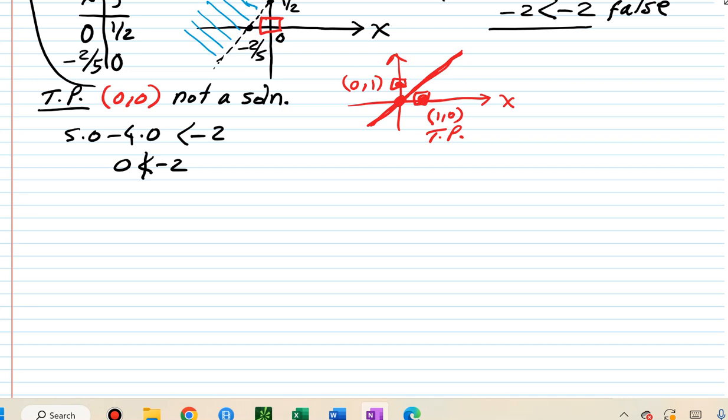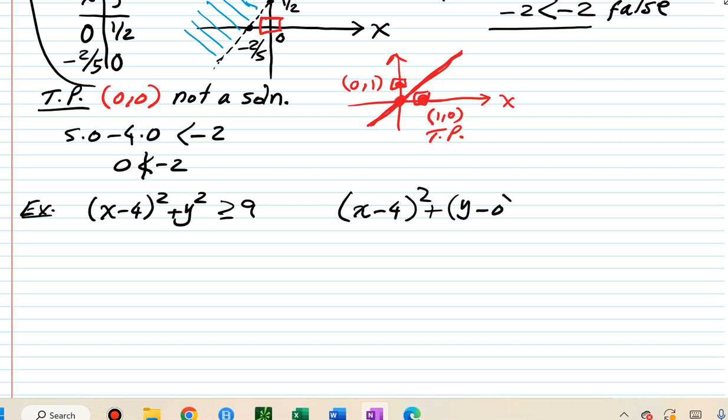Okay, let's take a look at another example. This example, I'm going to make a nonlinear inequality. Let's make it easier. (x minus 4) squared plus y squared, let's go greater than or equal to 9. Now, if you recognize the form of the equation, because we've seen these before, (x minus 4) squared plus, I'm going to go (y minus 0) squared equals 3 squared.